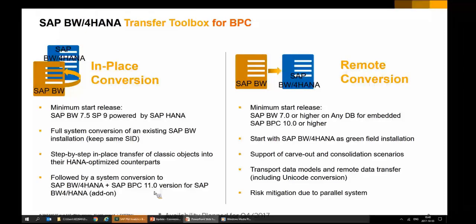However, the target version is then SAP BW4HANA together with BPC 11. So we can do this in a few months also with BPC installed on your BW side. We also have the goal to support the remote conversion. Here we can go from lower releases, and the goal is to support also BPC version 10 as a starting point.